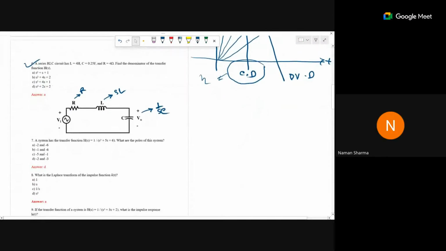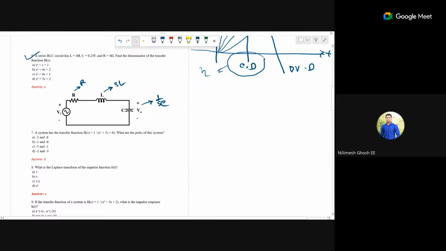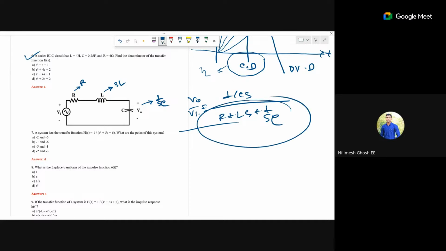Total impedance, you have to do 1 by SC. I'm doing 1 by SC plus R plus LS plus 1 by SC. That will be our V0 by V. So I'll ask only about the denominator after simplifying.